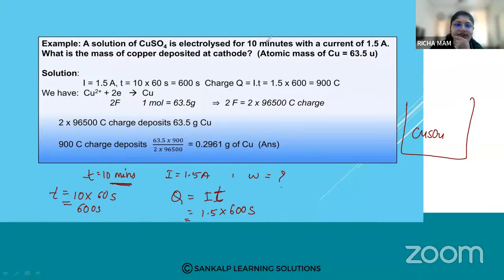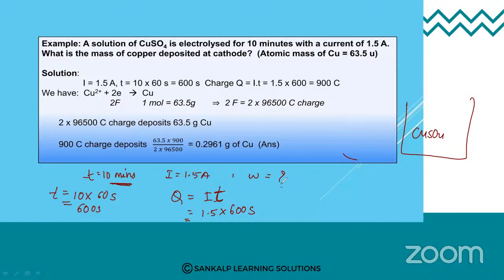So 1.5 into 600, how much will it come? Just see. So it will be 900. So it will be 900 coulomb. From this you will get the Q. That is the coulomb charge you have got.